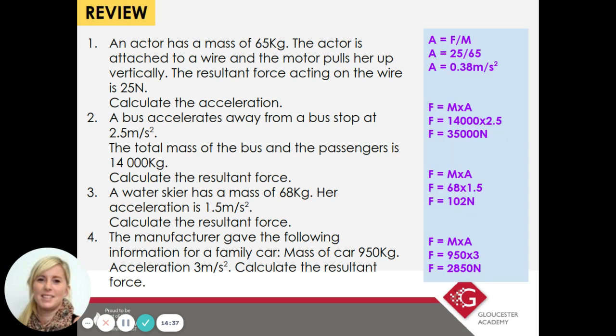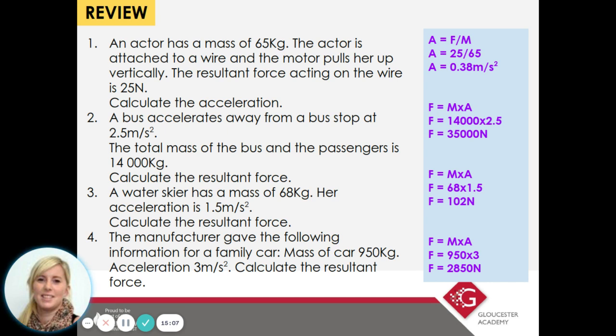Okay. So here we have the answers then in purple pen. So for the first one, acceleration equals force divided by mass, which equals 25 divided by 65, and a final answer of 0.38 meters per second squared, remembering that the unit for acceleration is meters per second squared. The second one then, to work out force, there's no rearranging this time, it's 14,000 times 2.5, and you get a final answer of 35,000 newtons.